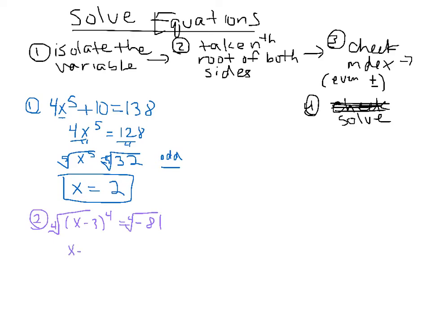That would give me x minus 3 equals, here I'm looking and I have an even index, but now I have a negative radicand. And we know from the table we just made that if my index is even and my radicand is negative, there is nothing times itself 4 times that could give me negative 81. So since there is no solution here, we're just going to write no real solution.